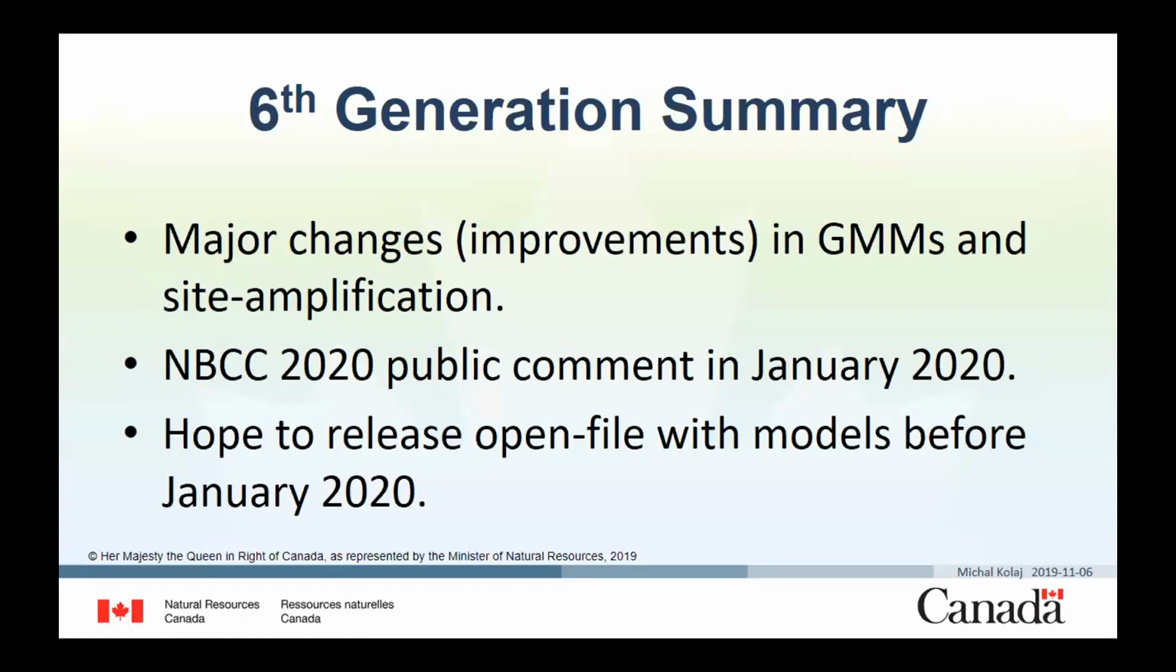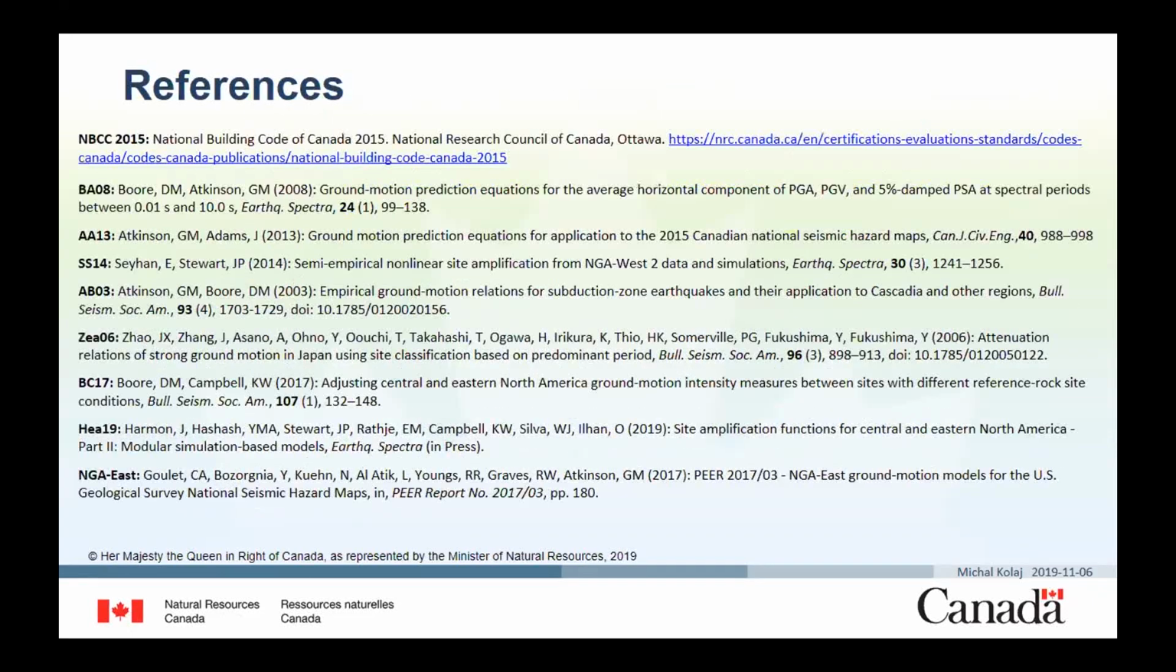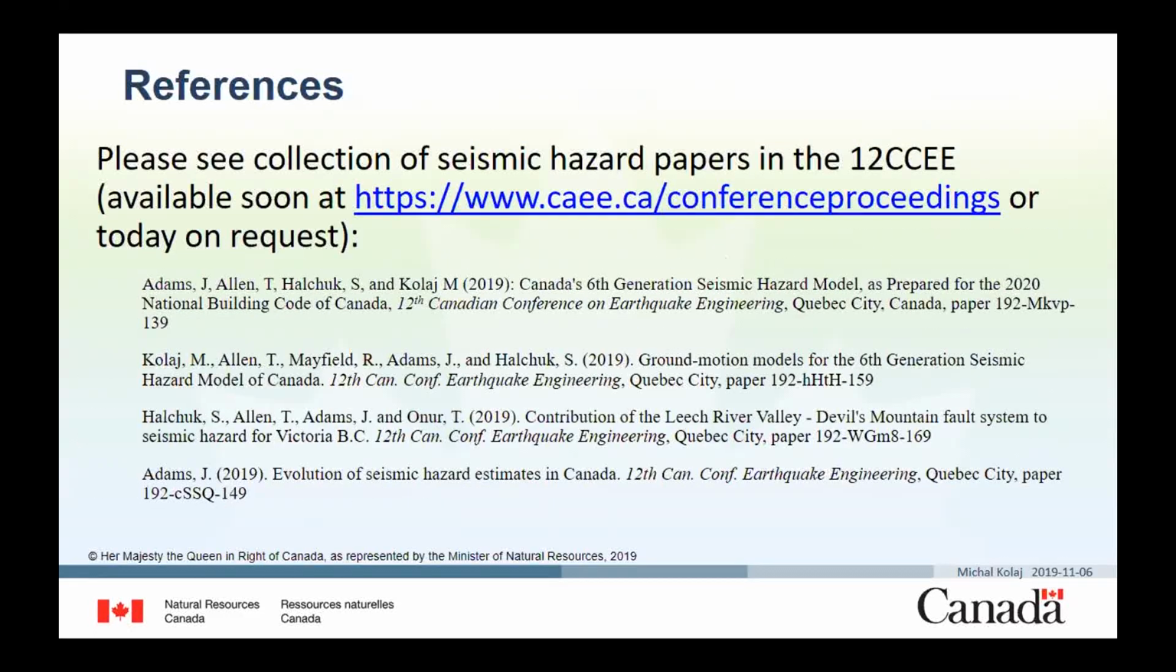So in summary, major changes in the new model, and we believe all of these are improvements in line with the global work and our global understanding of seismic hazard. It's still preliminary, it's not final. It's going to be going for public comment in January 2020, and there'll be a series of GSC open files with the model files and values that people should just be able to plug and play into their OpenQuake files to run and solve for. And then, a lot of references for you guys to review at your leisure. Thank you.